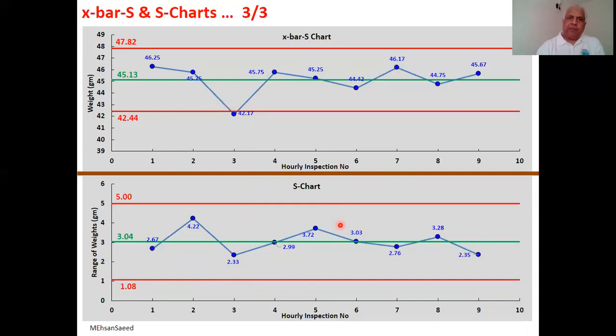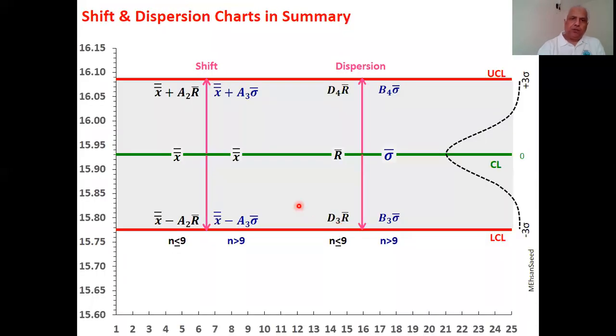That more or less completes the discussion on control charts for shift and dispersion. I just want to show you this slide, which is a snapshot of all the 4 charts we have done. This is the center line. These are the charts for shift, and these are the two charts for dispersion.